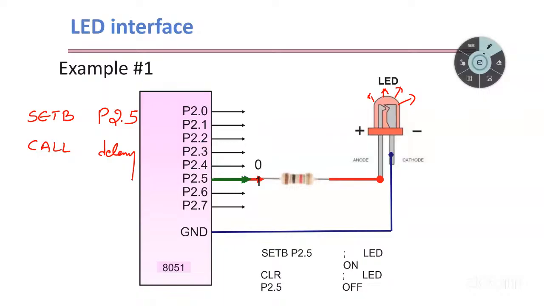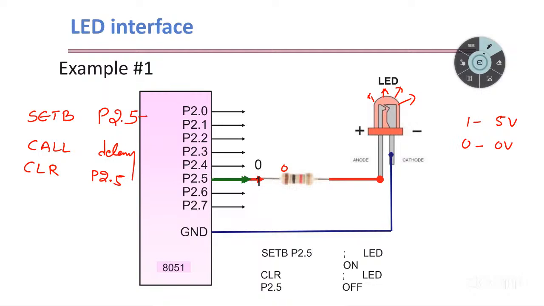So after delay, again you can use CLR P2.5. P2.5 will clear. What does clear mean here? Reset. Reset means 0. What will happen? 0 volt. Binary bit 1 means 5 volt, and 0 means 0 volt. Right? So now CLR P2.5. This much time, clear means it turns off.